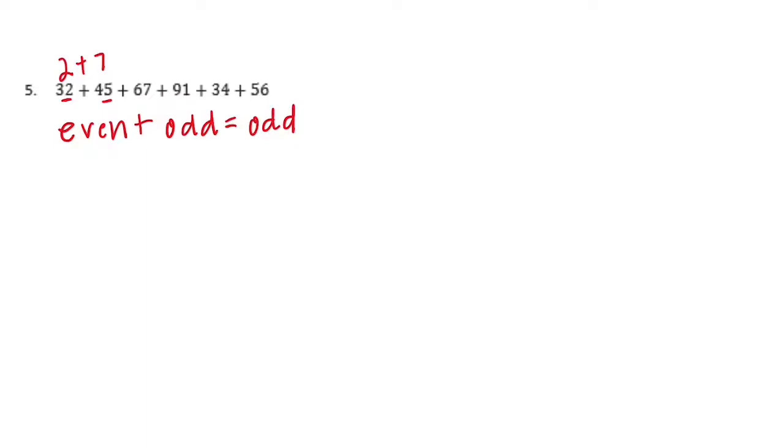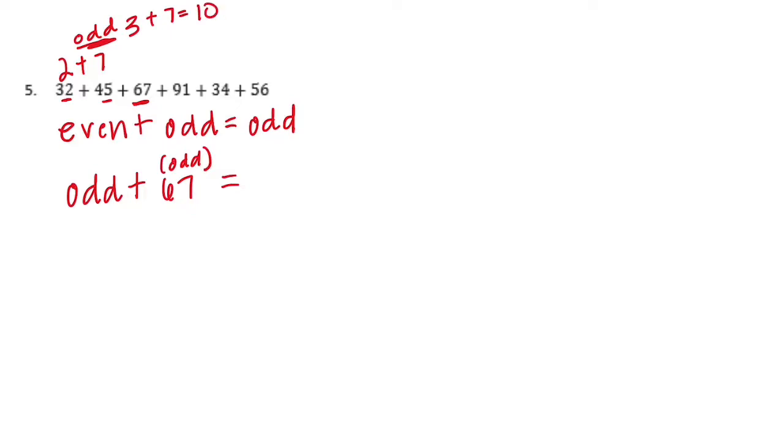So then our next one, so this is odd. So then if we have an odd number plus 67, which is odd, an odd number plus an odd number would give us, let's see. So if we, let's just pick an odd number. So say we had like 3 plus 7, that gives us 10. So that gives us an even number.